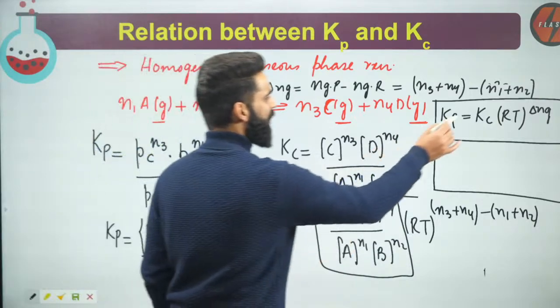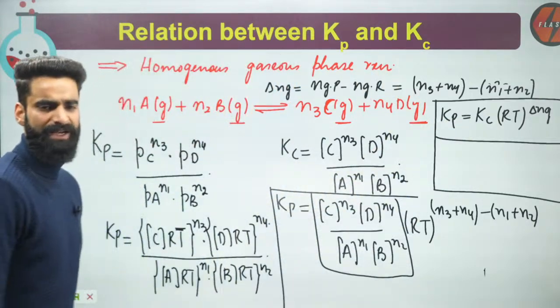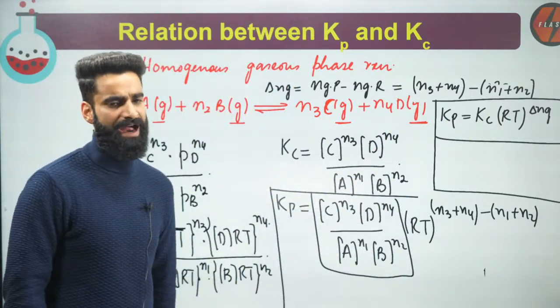Kp is equal to Kc (RT) to the power delta Ng. This is the relation between your Kp and Kc.